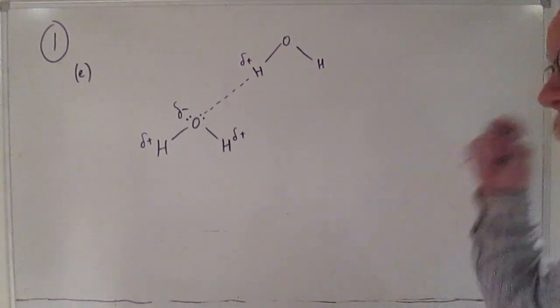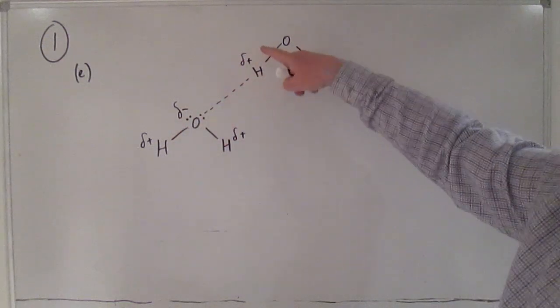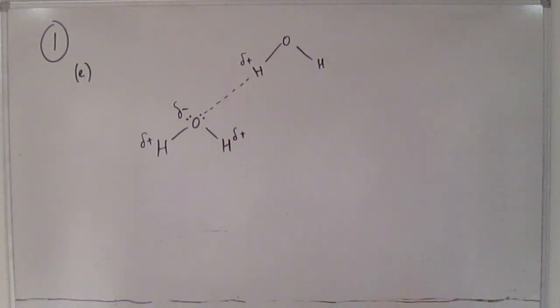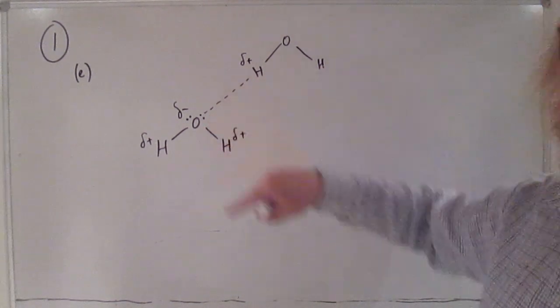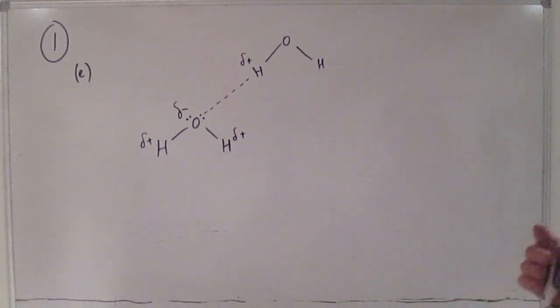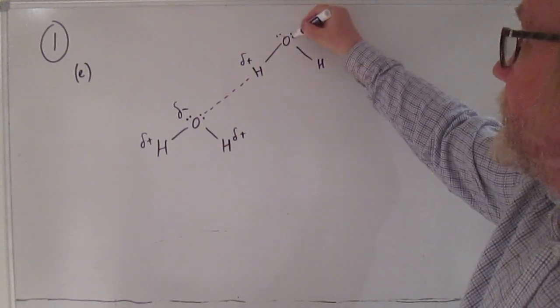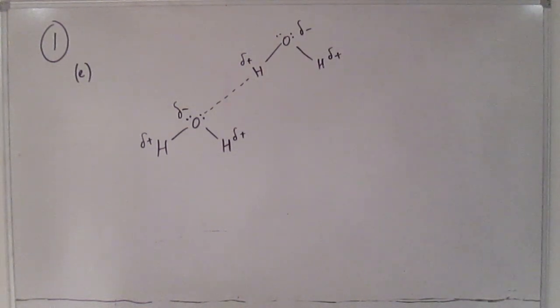Okay, so make sure that you've got that right, that it's an attraction between a delta negative and a delta positive. You draw it as a dashed line, not a full line, because it's not a covalent bond, and you make sure it points at the lone pair. They will insist on you doing that when you draw these things. And then you can put the same stuff up here. And that would be your hydrogen bonding diagram for water.